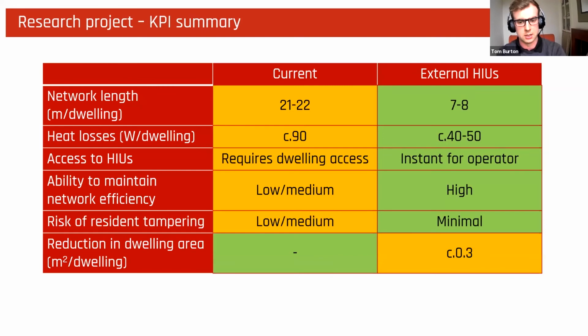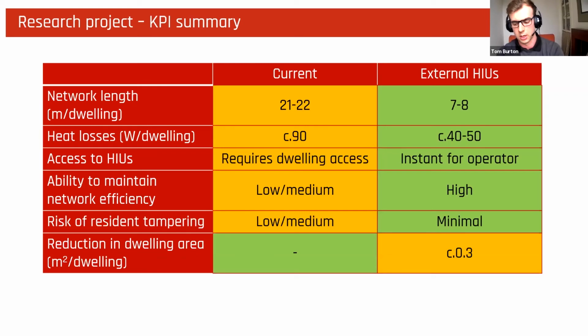So before we get into the results, just a few key outcomes of the research that we found. From a network length perspective, external HIUs allow you to reduce your network length by about 65%, which is absolutely massive, and also has a large impact from a CapEx perspective. From a heat loss perspective, you go from around 90 watts per dwelling, which is really on the boundary of the CP1 2020 boundary, down to 40, 50 watts per dwelling, perhaps even lower than that, which means you're very comfortably below that.